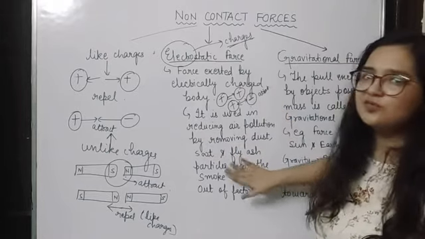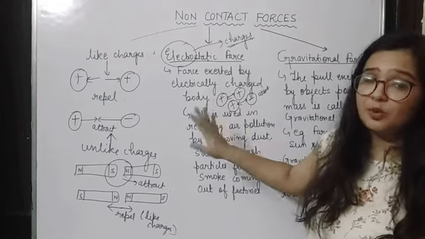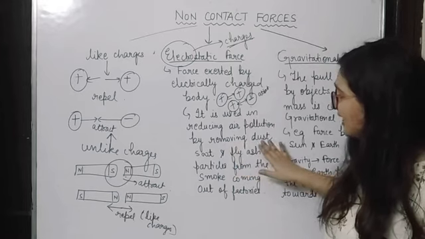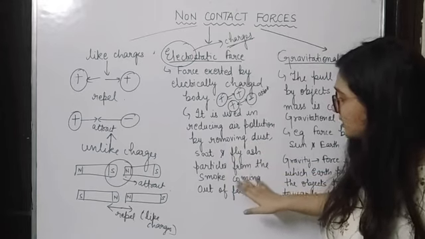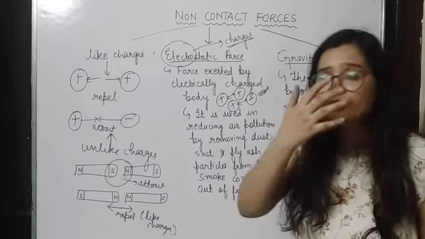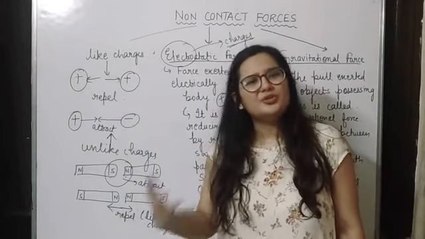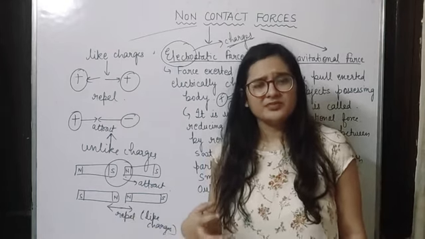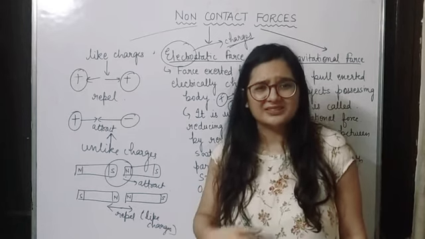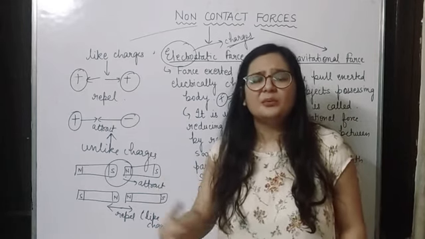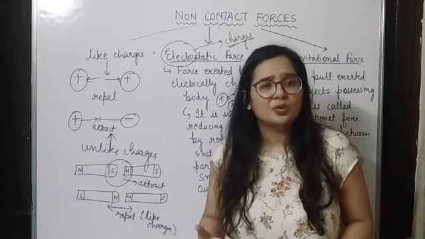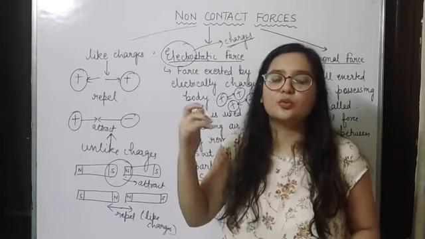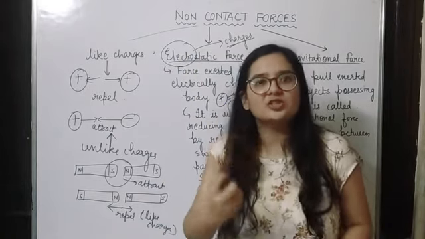Now where is this force used? It has a very important application, class. It is used in reducing air pollution by removing dust, soot and fly ash particles from the smoke coming out of factories. If you see factories, they use a lot of fuel and a lot of smoke is produced, right? And in that smoke you have dust particles, soot particles, and many more pollutants. So electrostatic precipitators are used in those factories, and what these precipitators do is catch the charged particles.